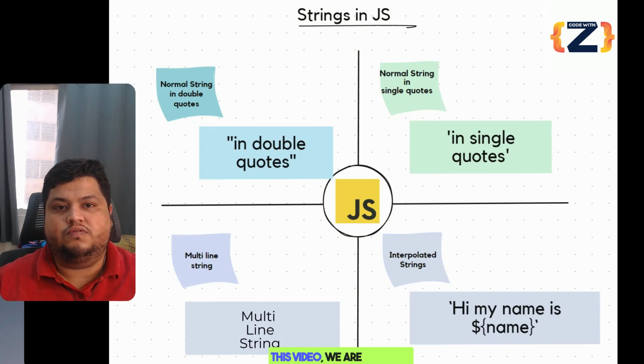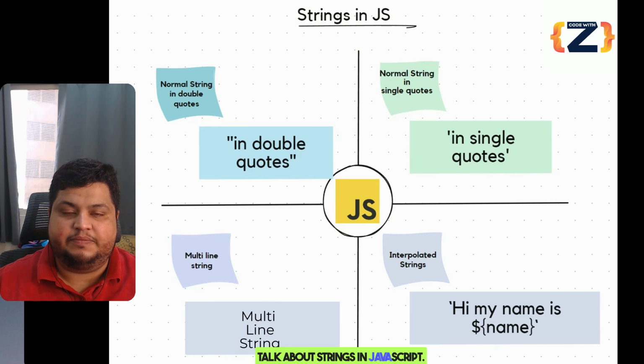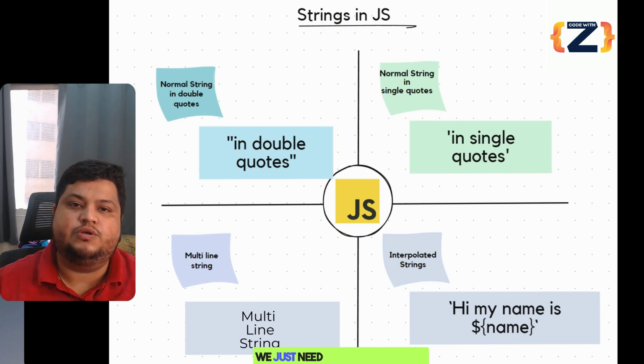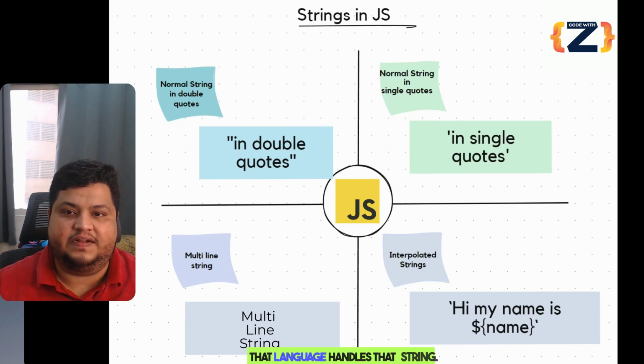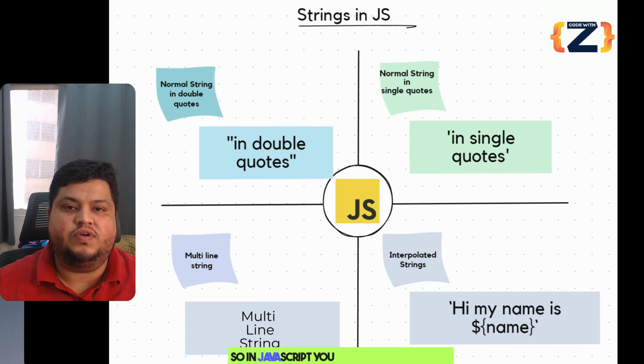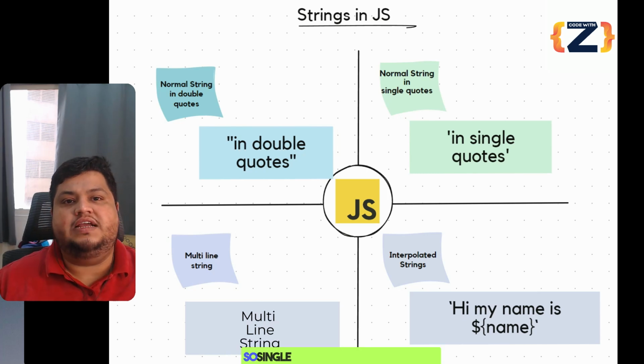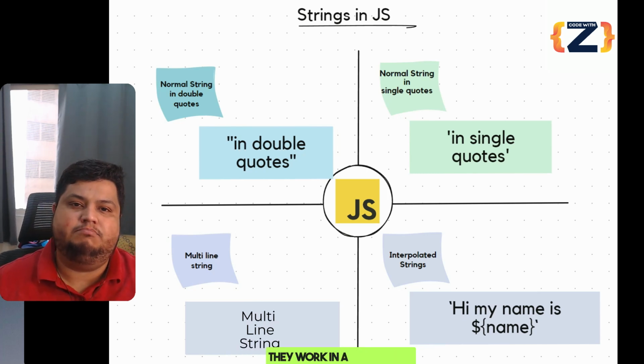This video we are going to talk about strings in JavaScript. Now strings, in any language, play a very important role. We just need to understand how that language handles that string. So in JavaScript, you can write your string in double quotes, single quotes and the backtick symbol. Single quotes and double quotes work in a similar way.